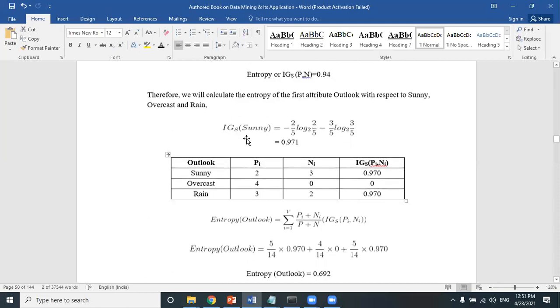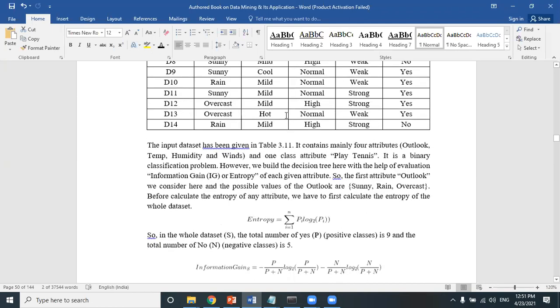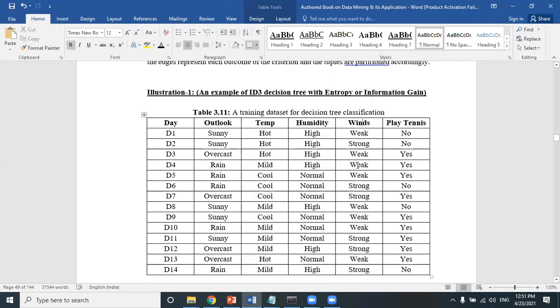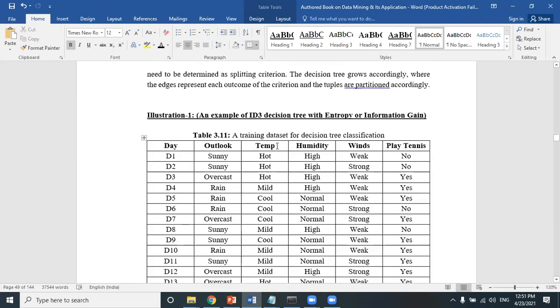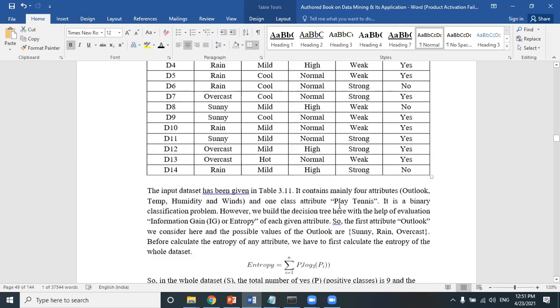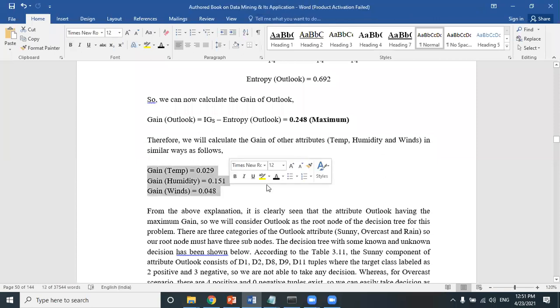Now the same strategy will be repeated for the 3 other attributes: temperature, humidity, and wind. We will have to calculate the gain of all these respective attributes, including outlook. We have already calculated the gain of the outlook. In the same way, we'll calculate the gain of temperature, humidity, and wind respectively.